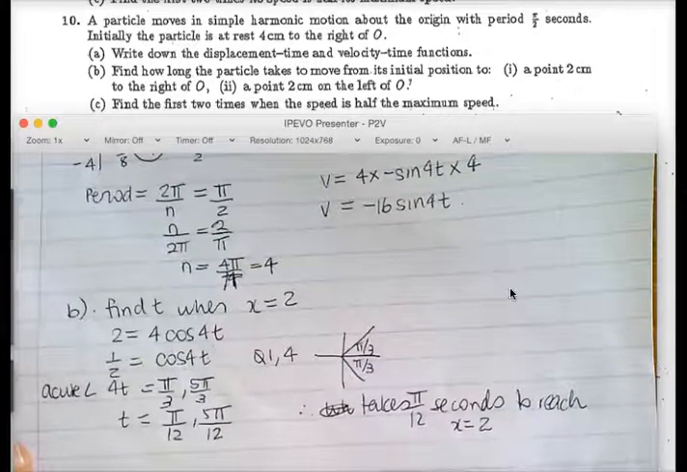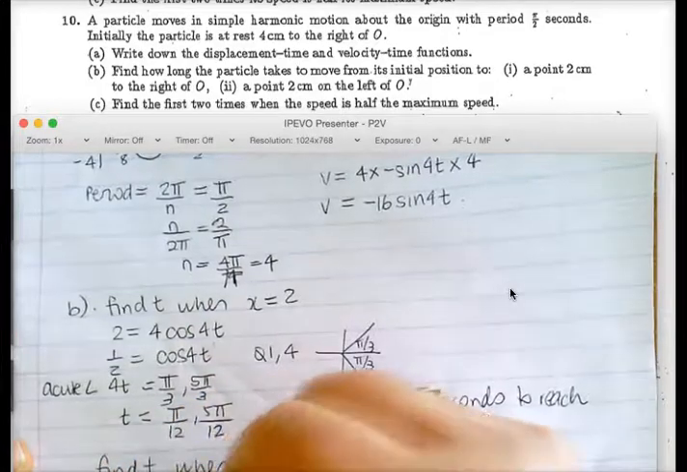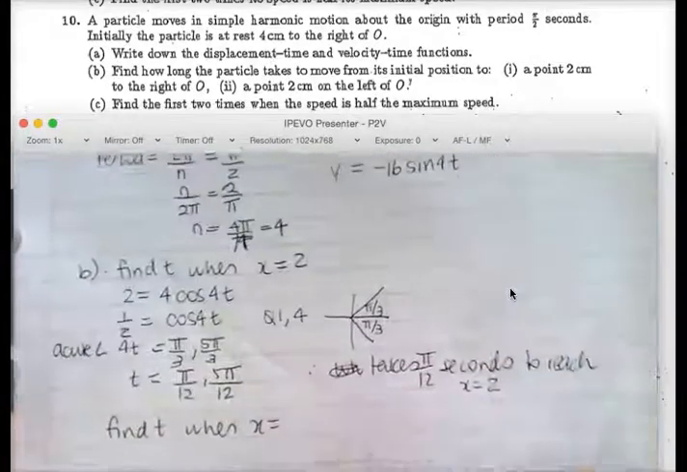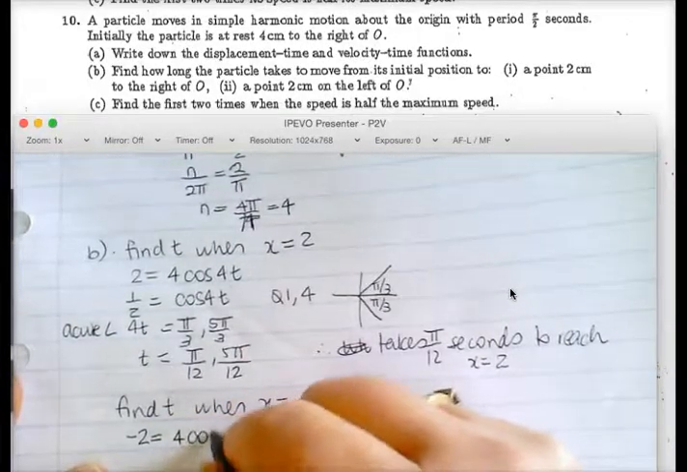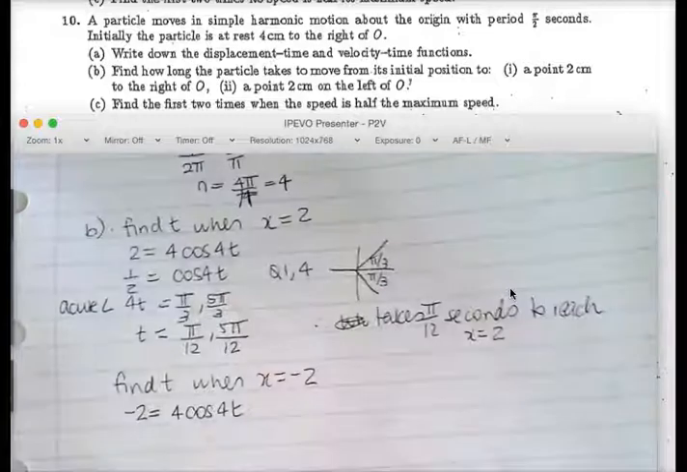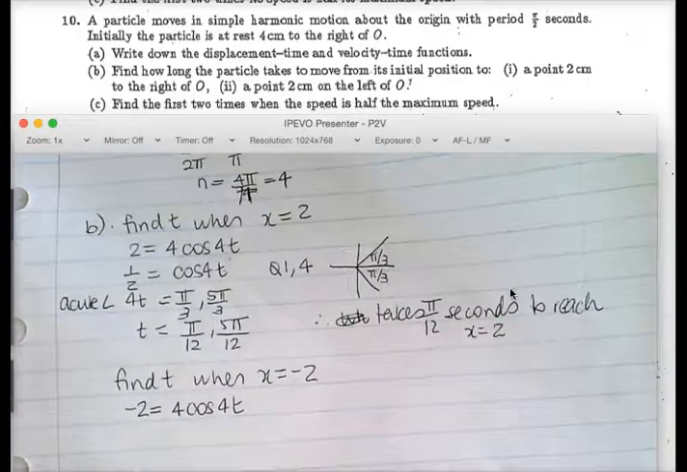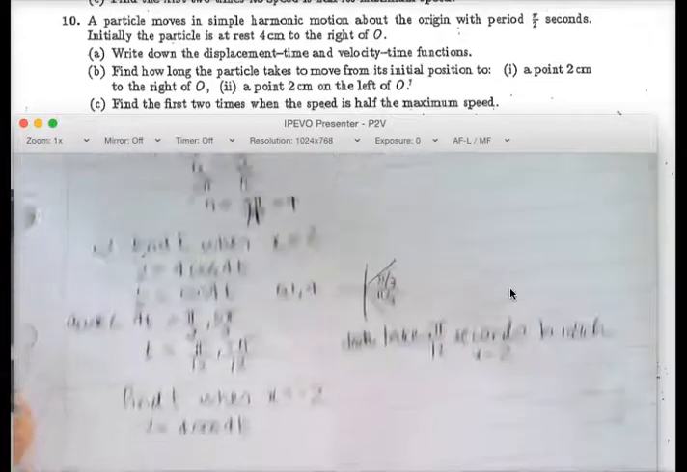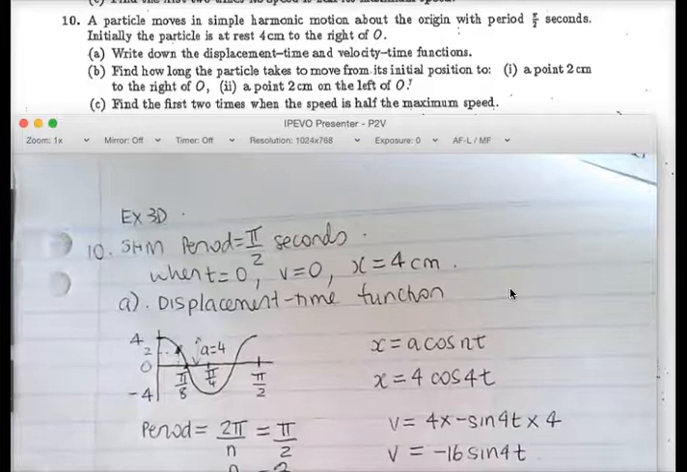And then it says, how long does it take to move from the initial position to a point 2 centimetres to the left? So we want to find t when x is negative 2. So we've got negative 2 is 4 cos 4t. It's going to be the same as the other one, but what quadrants? Actually, let's look at the diagram. One sec. I'm going to redraw the diagram over here because I really like you looking at the diagram all the time.